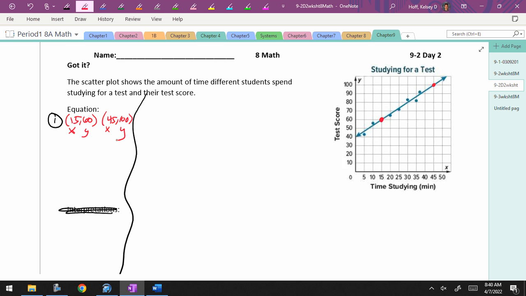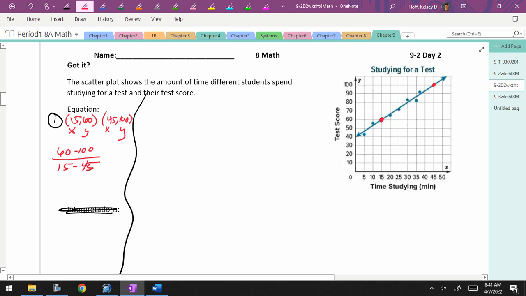Which number did you write down first? You should have written 60. Your y has to be on top, or you will get every single one of these wrong. 60 minus 100 divided by 15 minus 45. Y has to be on top every time.